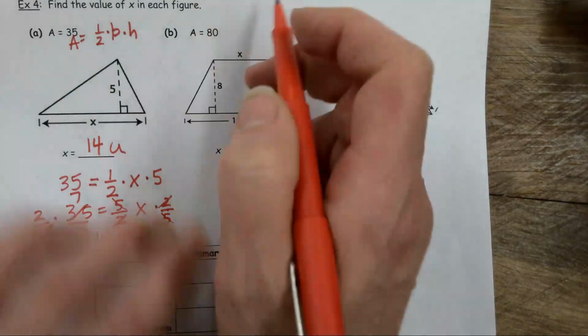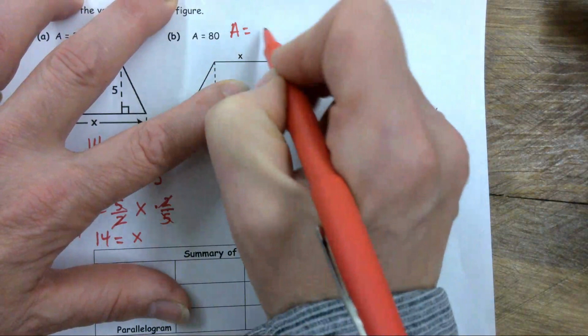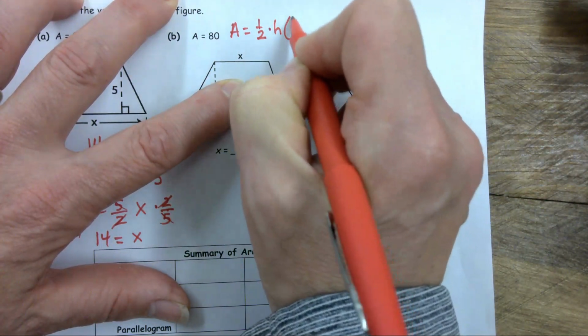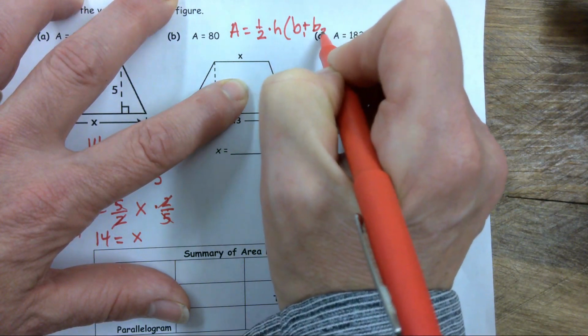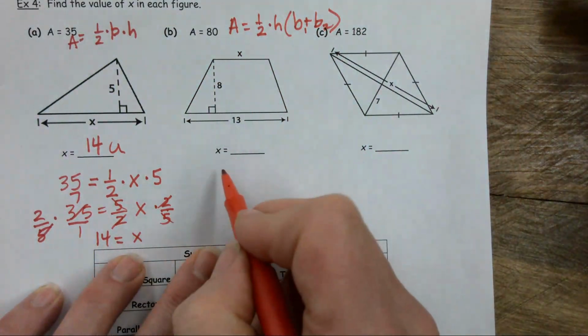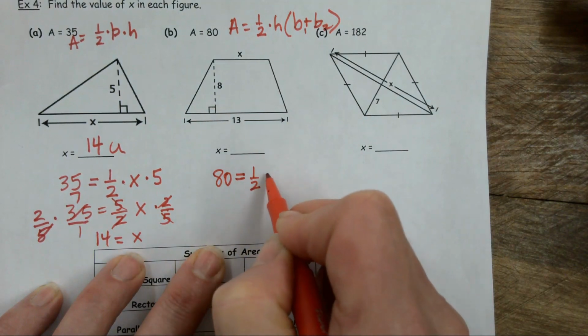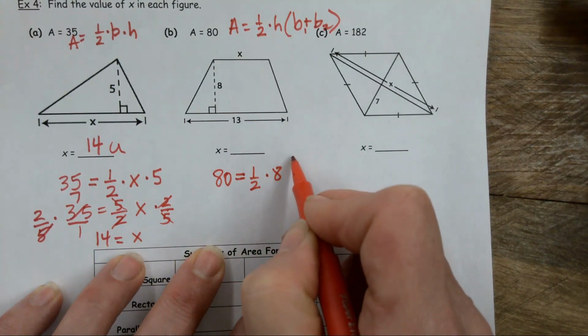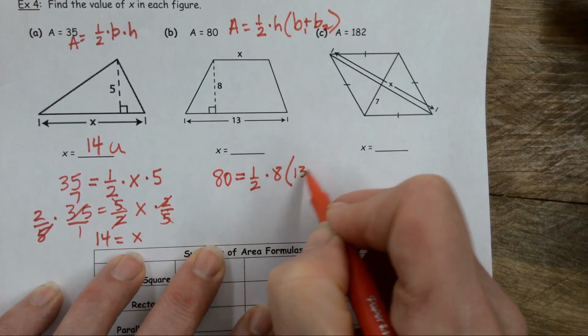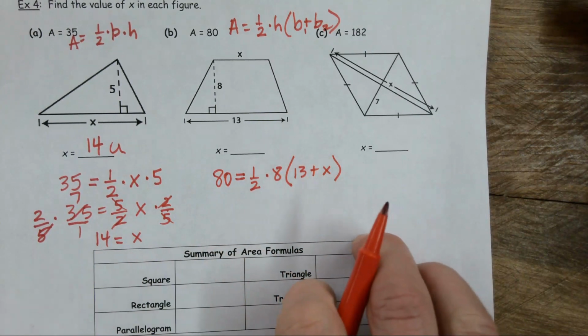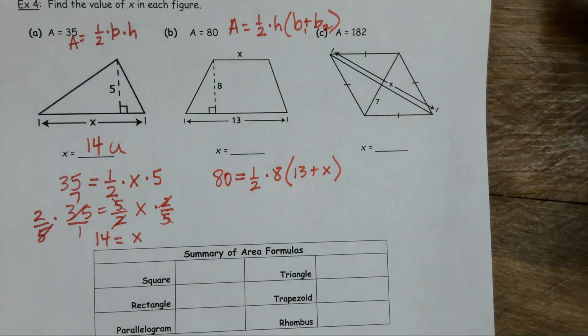I have the area, and area is equal to 1/2 times the height times the sum of the bases, base 1 plus base 2. So I have the area, 80, is 1/2 times the height times base 1 plus base 2. Those bases that I put in there are interchangeable. I could have done x plus 13. But how do I solve something like this? What's my first move?